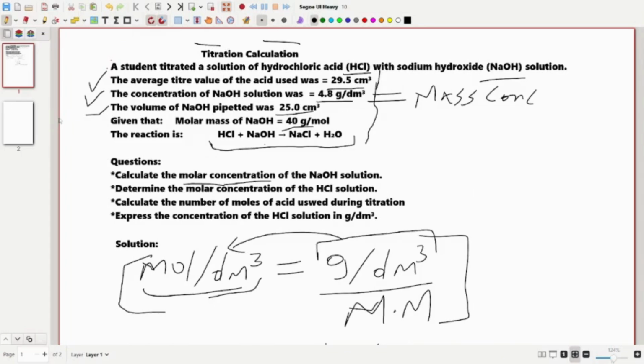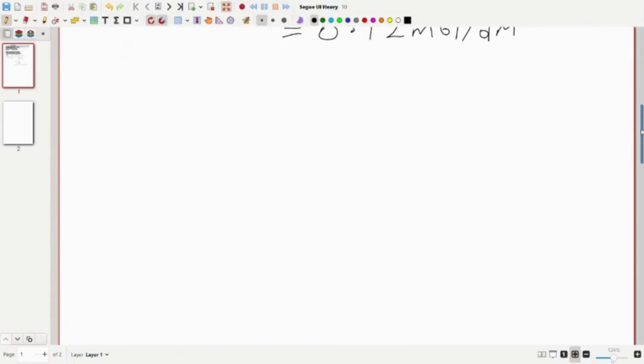Now for the second question, we were asked to determine the molar concentration of the hydrogen chloride solution. Going back to the question, the only information we have about the acid is the average volume of acid used, which was given as 29.5 cm³, and that is all we have to go on. In a situation like this, where you have little information on one of the components of the titration, your best bet is to always resort to the titration formula itself to answer the question.